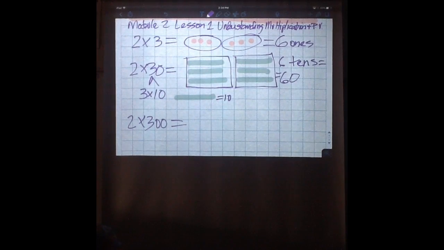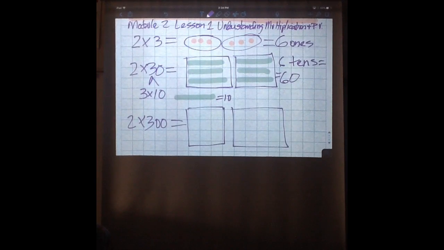Okay, now let's go to our next problem, and then I'm going to start asking you to make some connections. Do you remember this big square? How many items are in this square? Well, I hope you're saying this is 100 items in this square. So here we go again. Let's draw out our groups. How many groups do we have? Well, we have 2 groups, right?